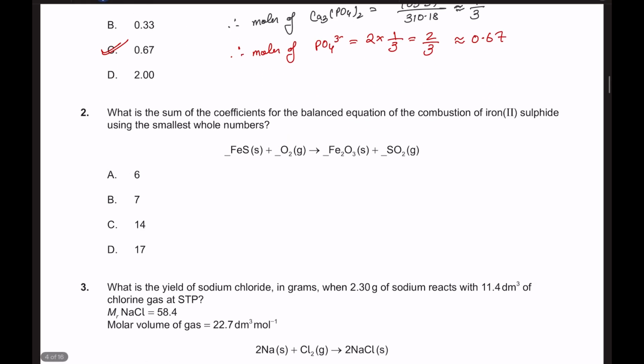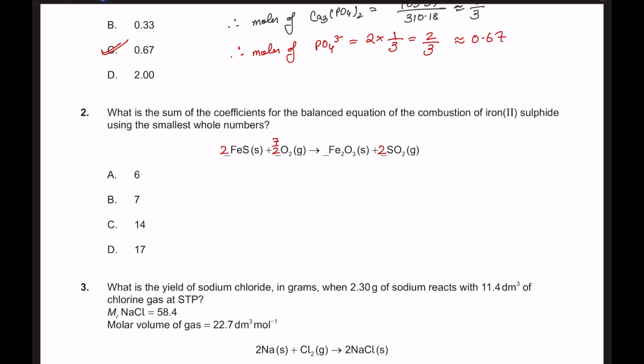Moving on to the next part, we have to find the sum of coefficients of the balanced reaction. So let's start. In order to balance iron, I'll put a 2 here. To balance sulfur, I'll put a 2 here. Now on this side, I have 3 plus 4, 7 oxygens. To put 7 oxygens on the other side, I'll multiply O2 with 7/2. Okay, now this is the balanced reaction.